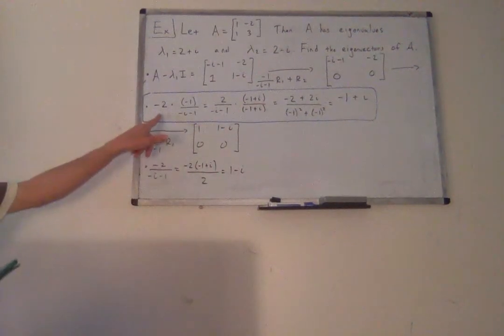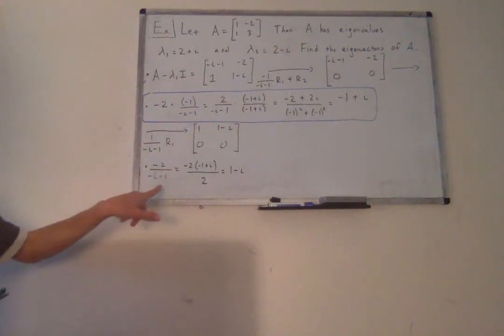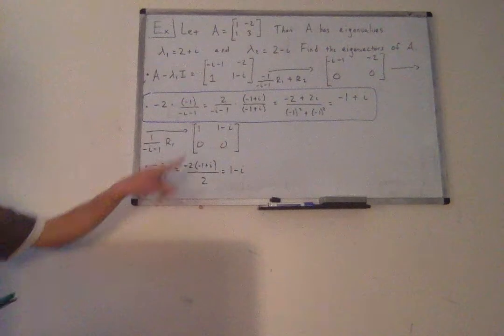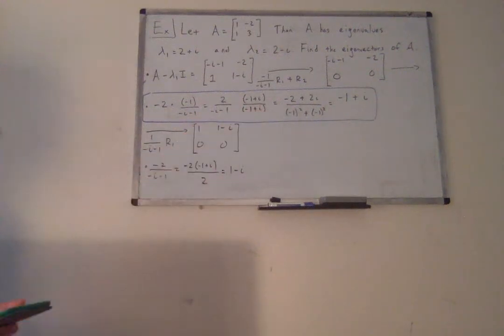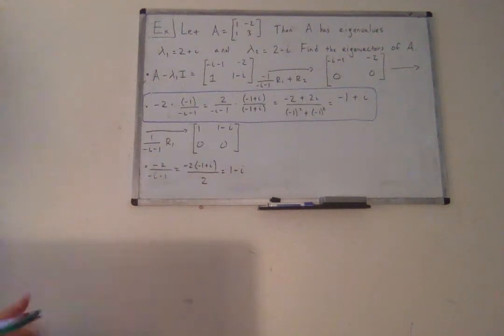Because we've kind of already done the calculation here, where notice here we calculated 2 over negative i minus 1. Here we're doing negative 2 over negative i minus 1. So it should just flip the signs of the eventual answers. And so we've now got this complex matrix in row-reduced echelon form.